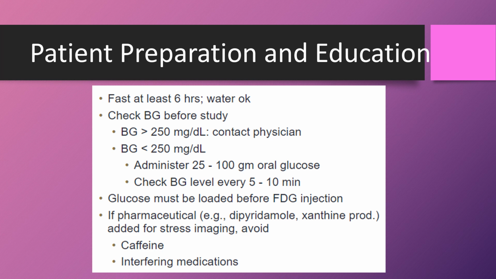It is very common for facilities who are doing viability studies to have a nurse constantly monitoring the patient with their blood glucose levels. Glucose must be loaded before the FDG injection, and then the patient will need to be monitored throughout. If a pharmaceutical is added for stress imaging, then you also want to avoid caffeine or interfering medications. In some patients, a full MPI study is acquired before the FDG is injected, but that is again per protocol.